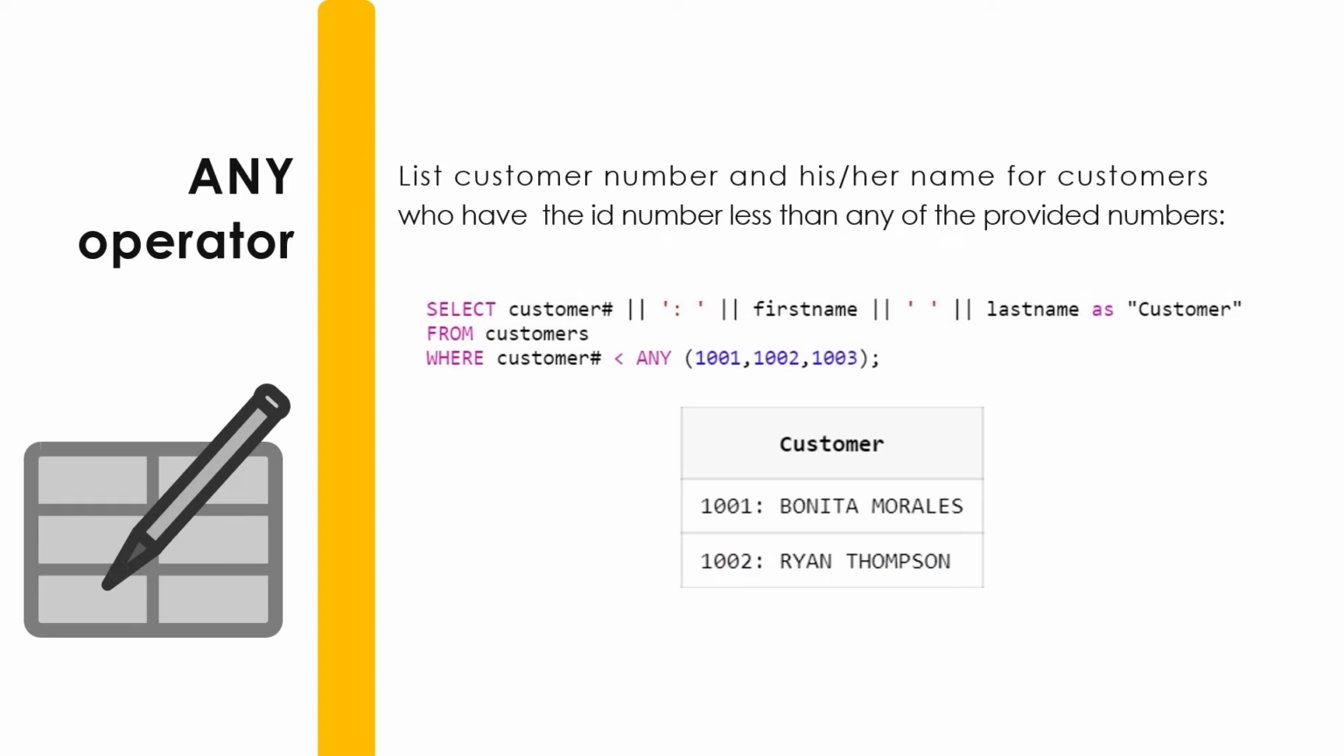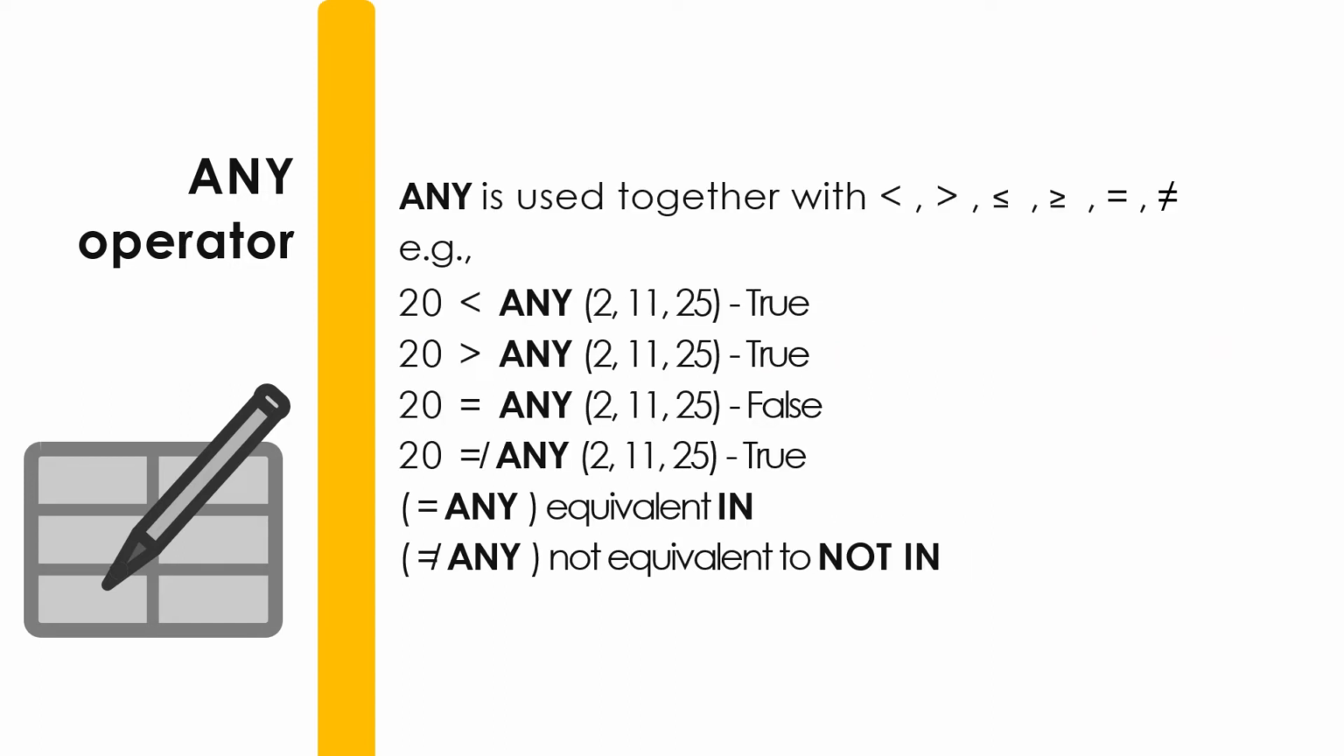If we would like to compare our column with multiple values, we can do so by using the ANY and ALL operators. In this example, we are comparing if the customer number is less than any of the following. If it is less than 1001, 1002, or 1003, we are going to select the following data, as we have seen in our output. For the ANY operator to be true, we only need to satisfy at least one of the choices. The first example, 20 is less than 25, that is why it returns true.